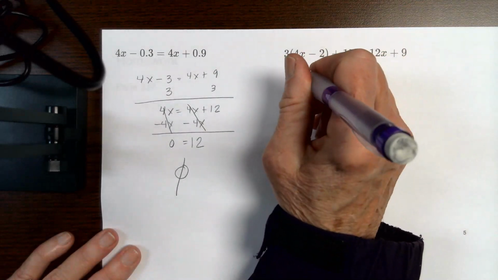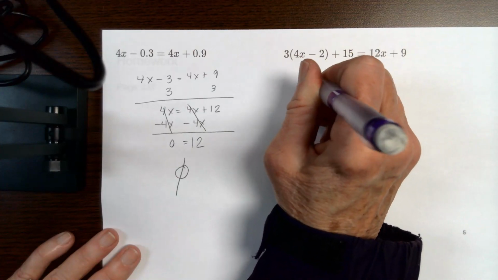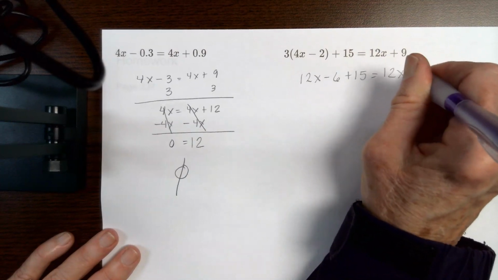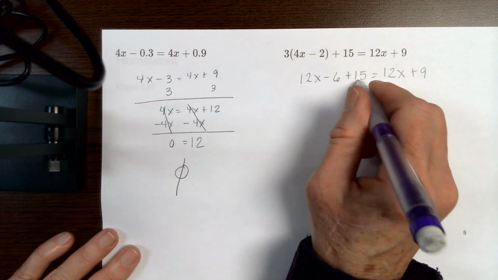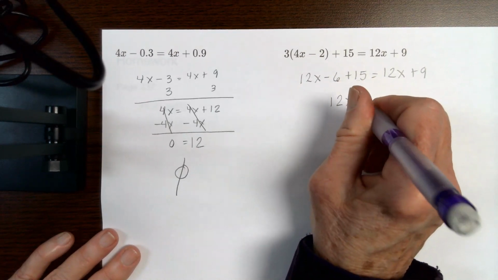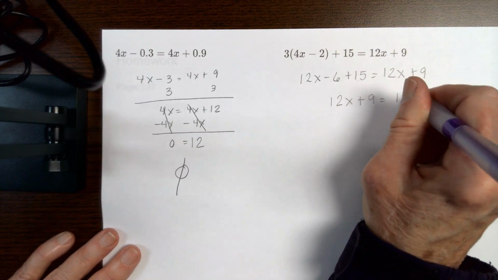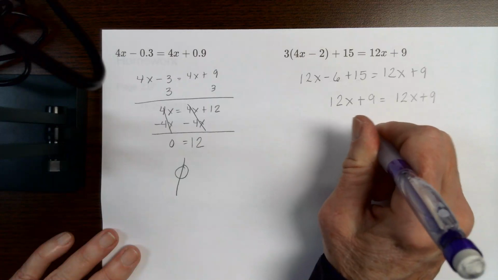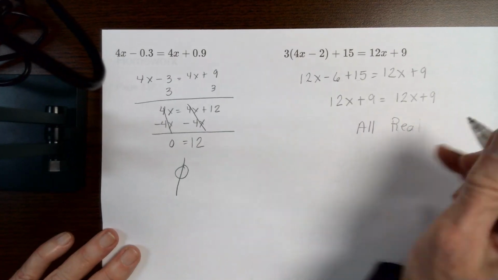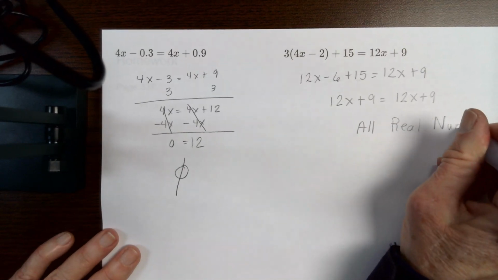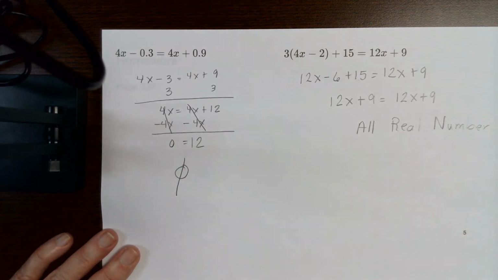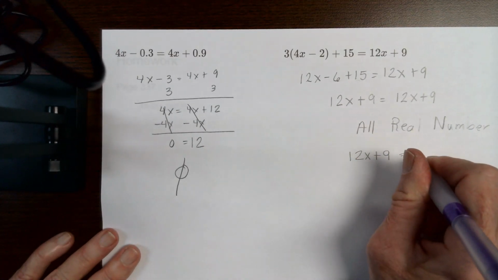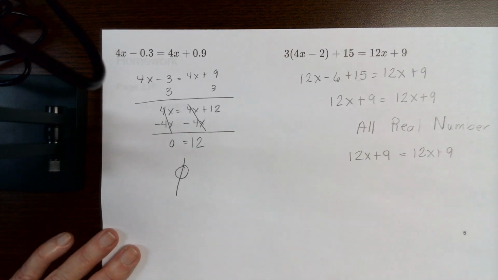I'm going to do distributive property here. 12x minus 6 plus 15 equals 12x plus 9. I'm going to combine those two together. 12x plus 9 equals 12x plus 9. Now at that point, you could recognize that the answer is all real numbers. But let's say you didn't recognize it there, okay? And you're just doing the same pattern that you've done. So we're going to continue it down here just in case you didn't recognize that at that point.